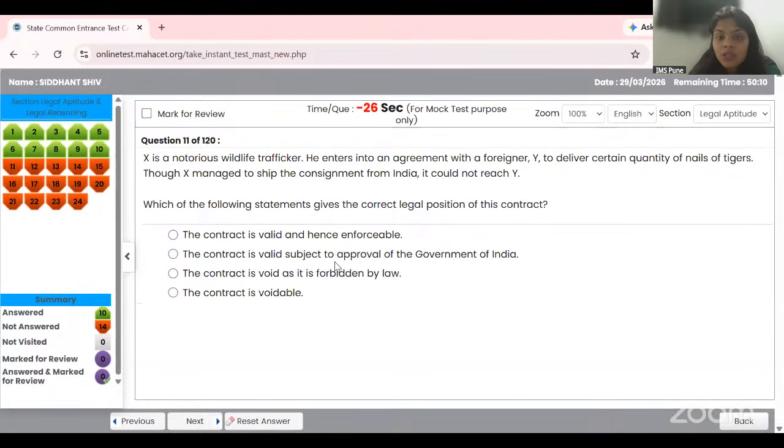Next, again, is mentioning that it is valid subject to approval of Government of India. For any illegal act, we cannot wait for approval of Government of India. So this option is also incorrect. Next is saying it is void. Correct. This is our correct answer, but also let us look at the last option, which is saying that it is voidable. Voidable only happens when the party's consent is not freely taken. So here the answer would be C.